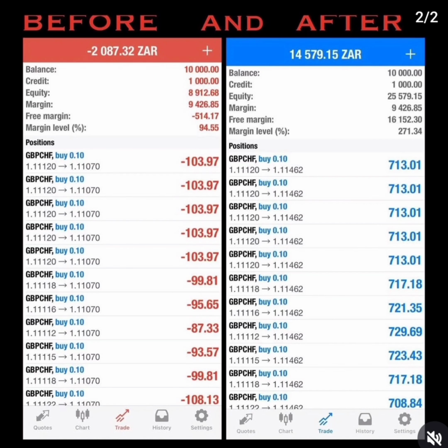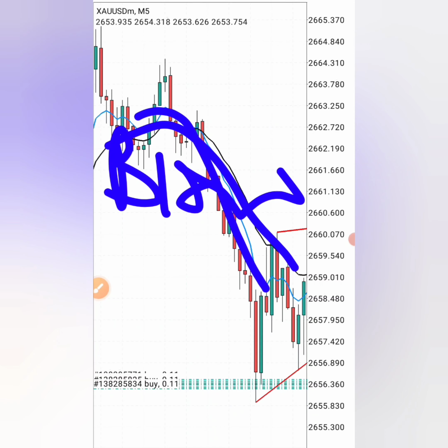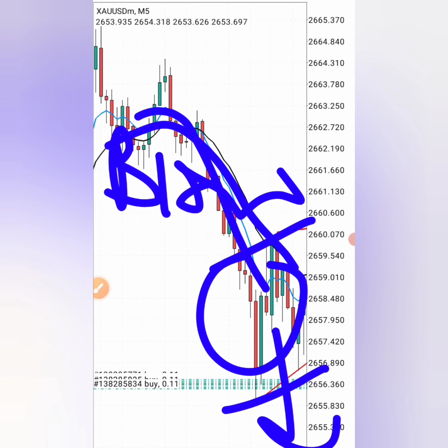And for you to never blow your trading account, you will need confirmations from the moving average and also breakouts outside of this flag to know that the market is going in the direction that you want it to go.